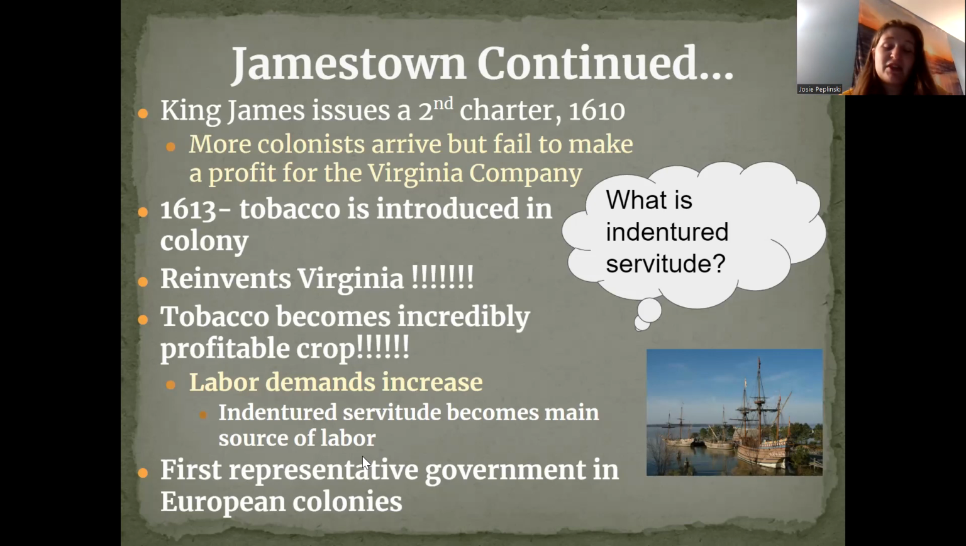Jamestown also became the first representative government in the European colonies. So these early forms of government are going to play into when we talk about the Articles of Confederation and the Constitution as the United States begins to form its first government.